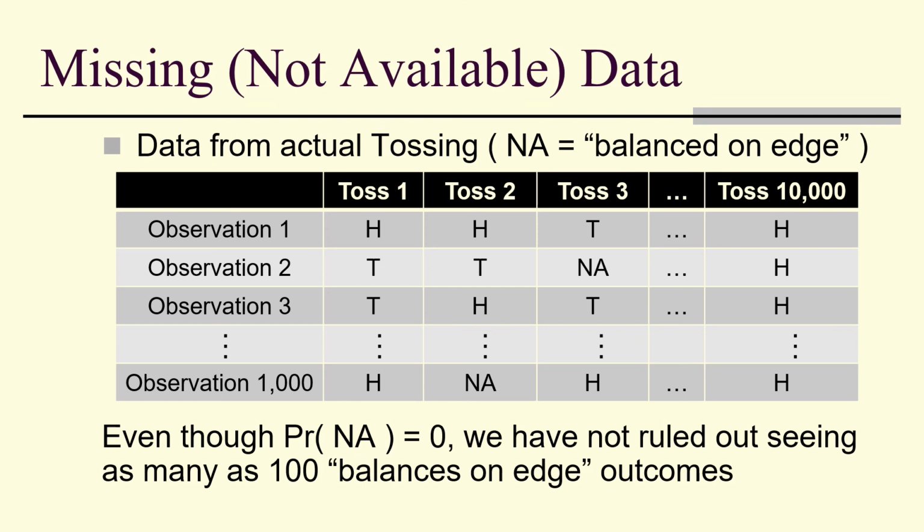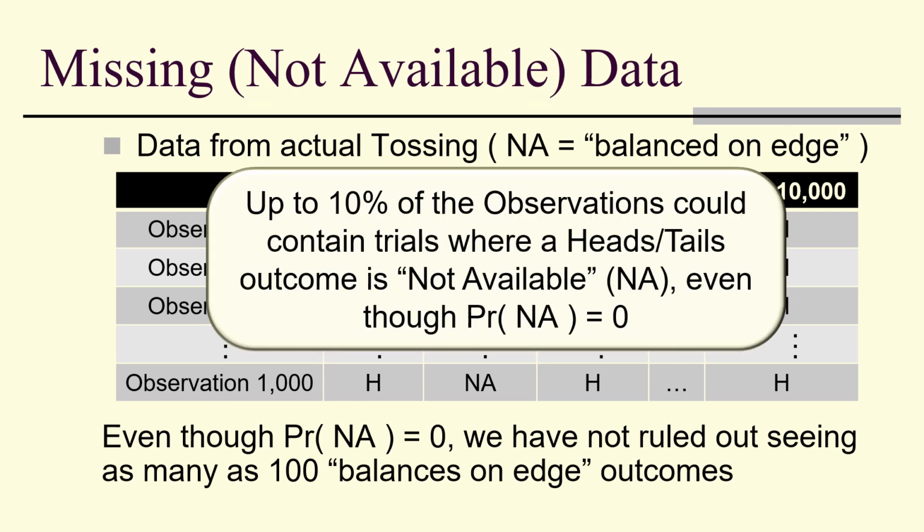So here's an actual data set, and we're going to say NA means we have a missing value for the outcome of the coin because it balanced on its edge. And even though the probability of NA, or balancing on edge, is 0, we could possibly see in our data set as many as 100 missing values or balancing on edge outcomes. In fact, up to 10% of the observations could contain trials where a heads-tails outcome is not available, even though the probability of not available is 0.